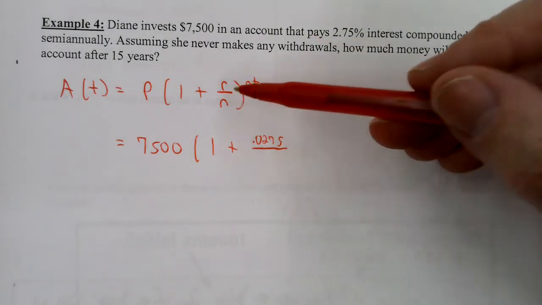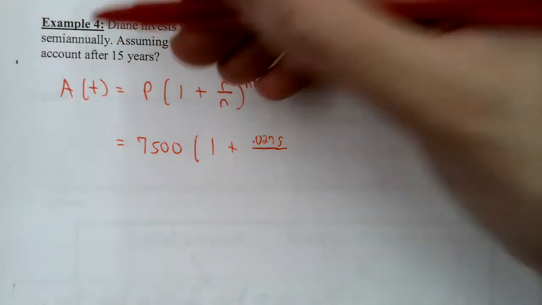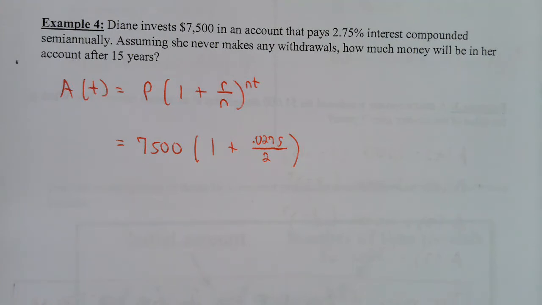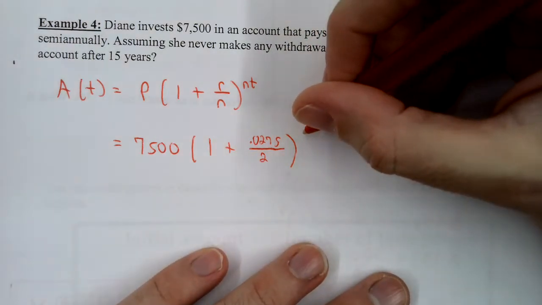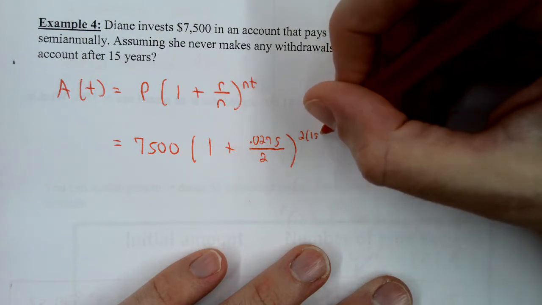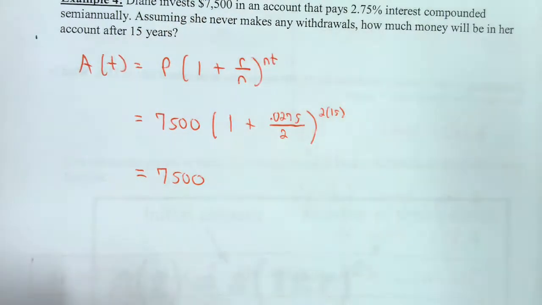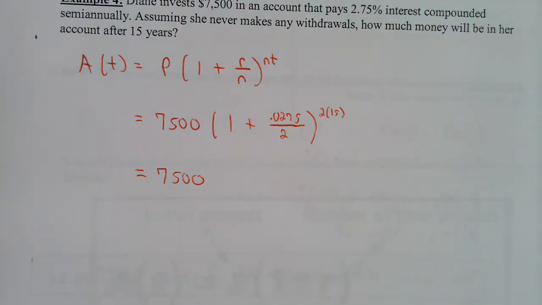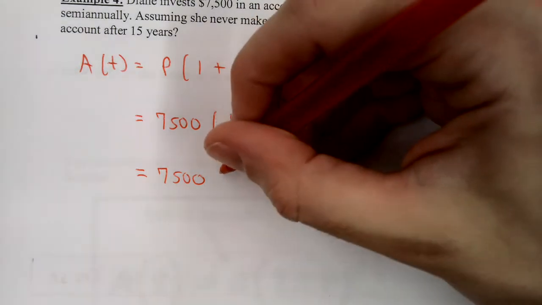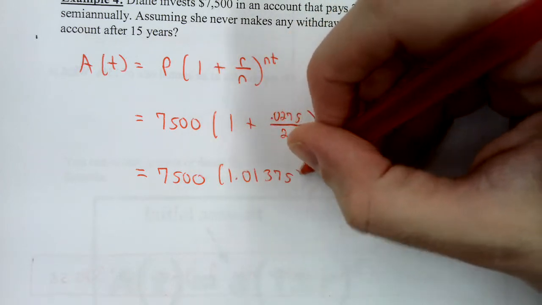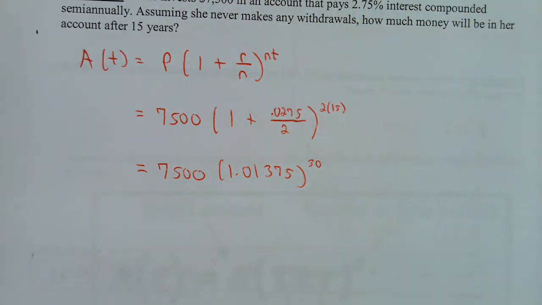It's divided by n, which is the number of times it's compounded per year. Semi-annually means twice per year. And the exponent is going to be n times t, 2 for n, times 15 because it's 15 years. Okay, so let's clean this up a little bit. Let's take care of the stuff in the parentheses. So let's do 0.0275 divided by 2 plus 1 to clean up the parentheses. And when you do that, you get 1.01375 raised to the 30th power.